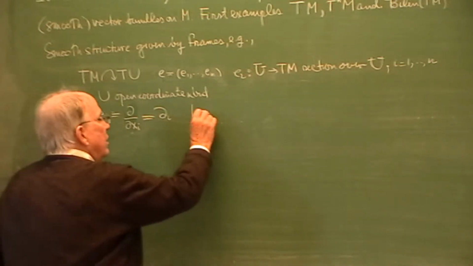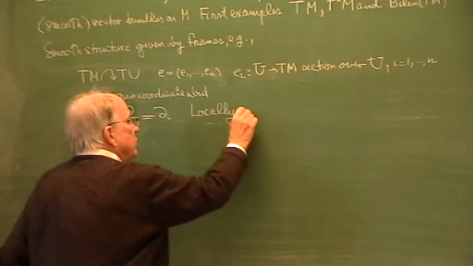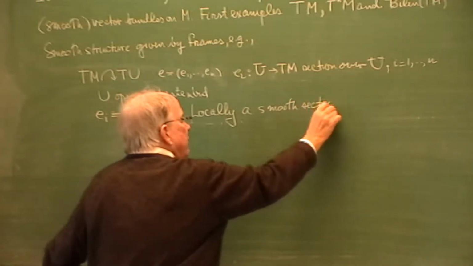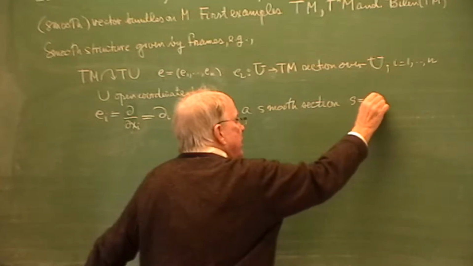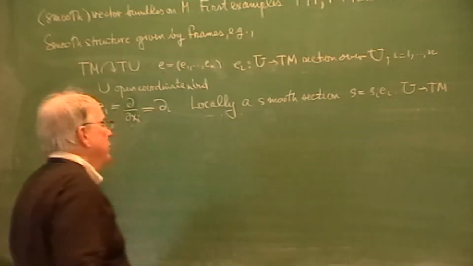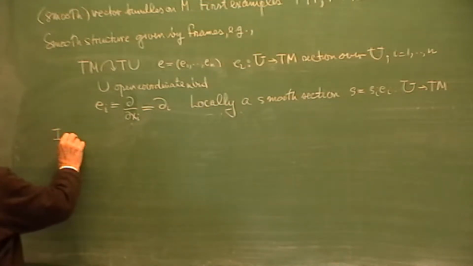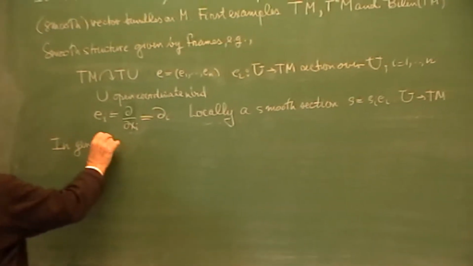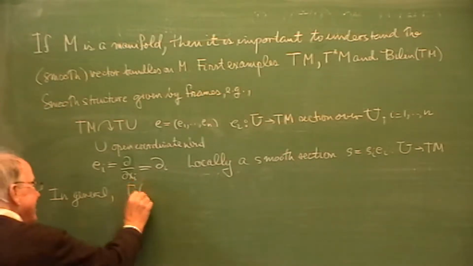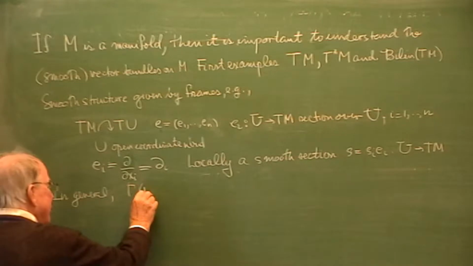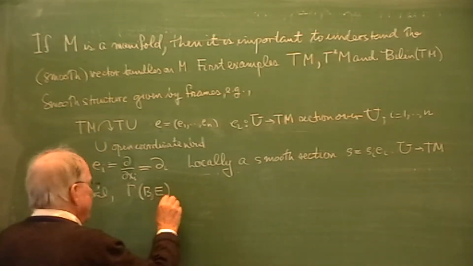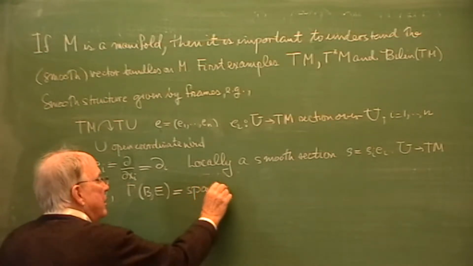So locally, a smooth section is given by s equals si ei. So this maps U into the tangent. In general, the space of global sections, Gamma, I'll try not to make a mistake now. Okay. The sections over the base of the vector bundle E. Yeah. The space of global sections.